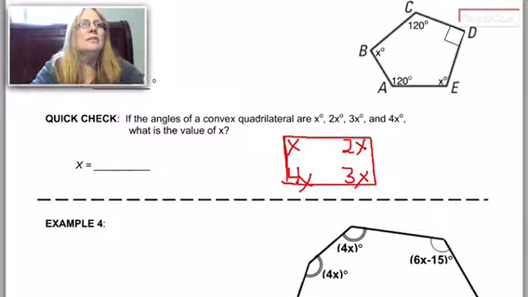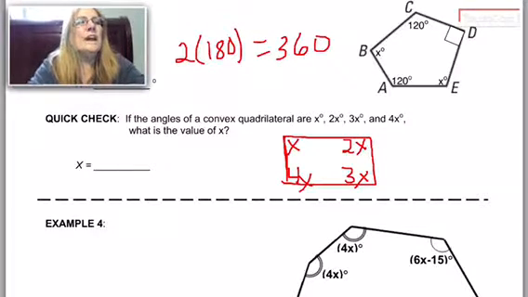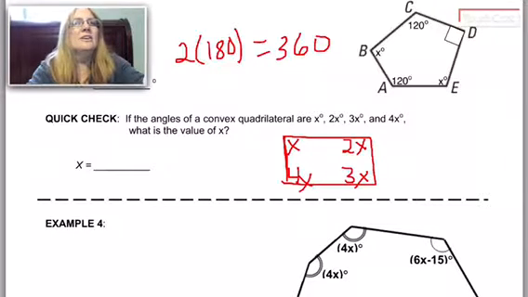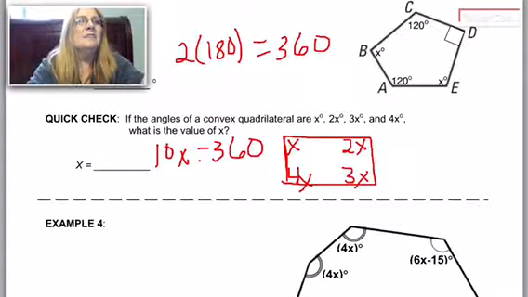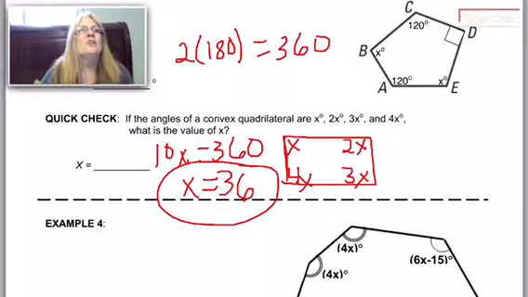So I know that all of the angles in a four-sided figure, that is 2 times 180, has to be equal to 360. So just add your x's. I have 4, 7, 8, 9, 10. So I get 10x is equal to 360. And if I divide by 10, I get x is equal to 36. Okay, I know my picture doesn't match, but x is equal to 36.